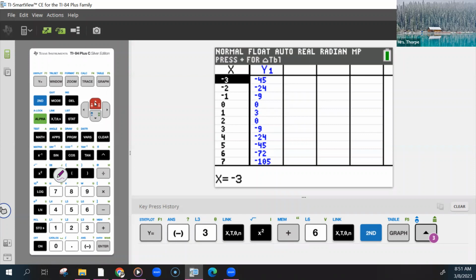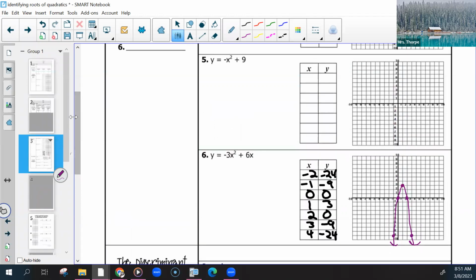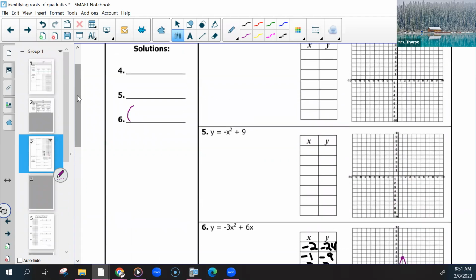Okay, go back to your y equals, make sure you type in the 6 equation. How many solutions does this have? Two. What are they? 0, 0 and 2, 0. Yes. Remember, you can write them one of two ways, as ordered pairs or as a solution set.